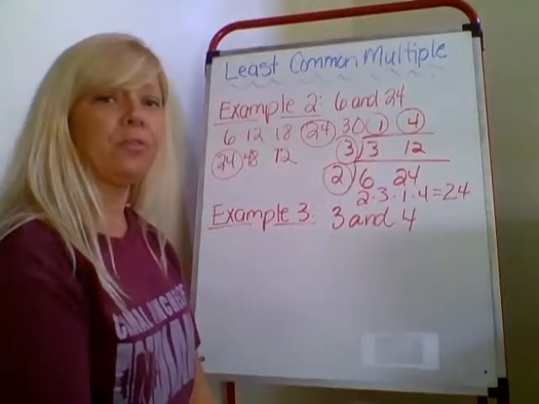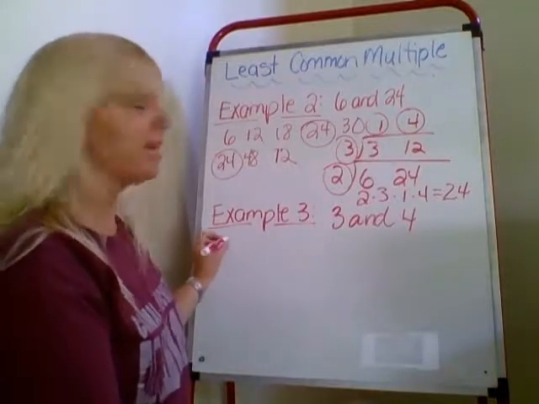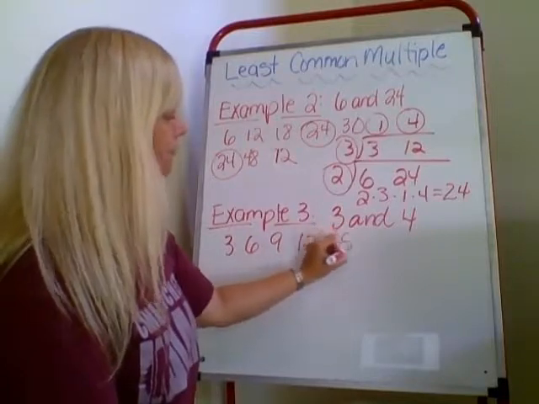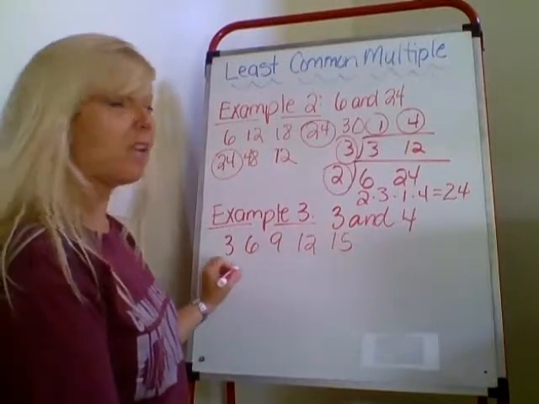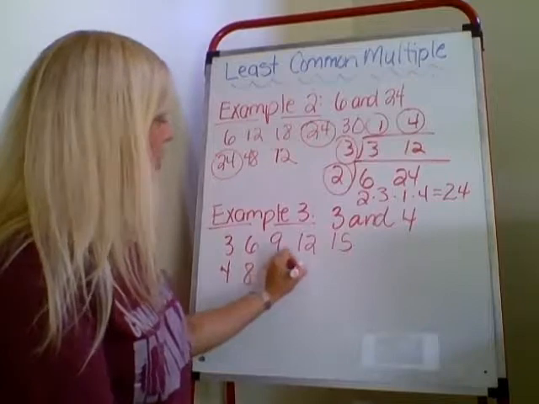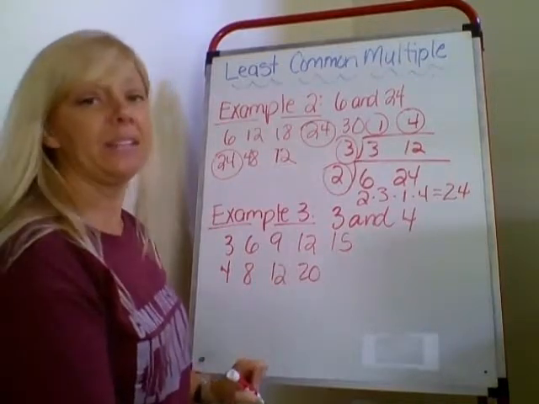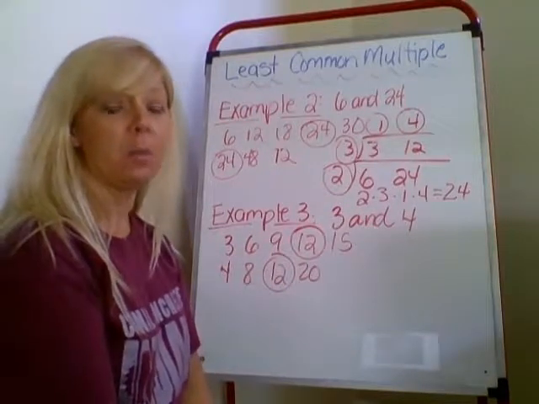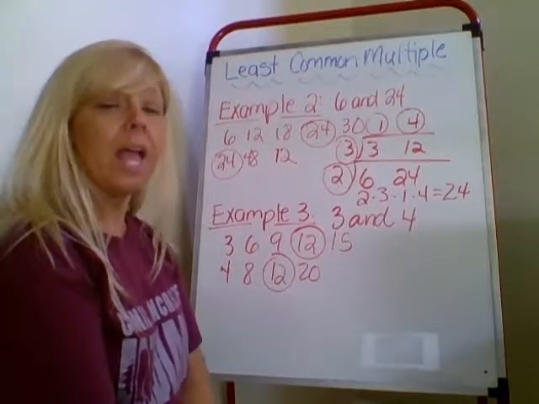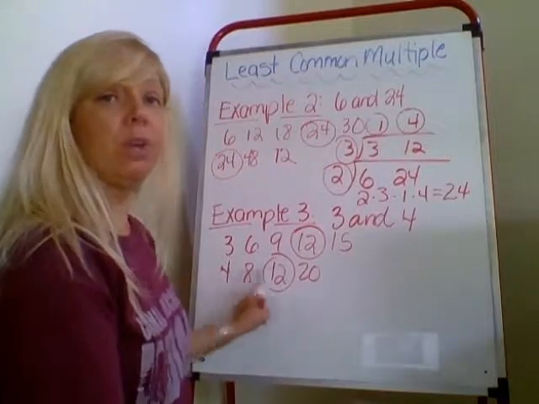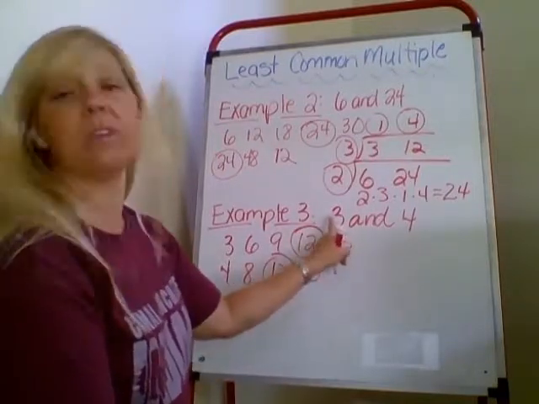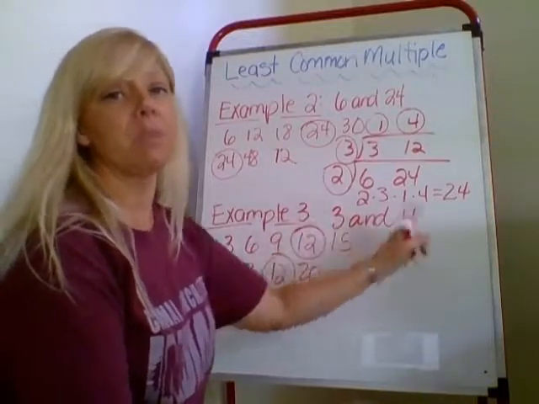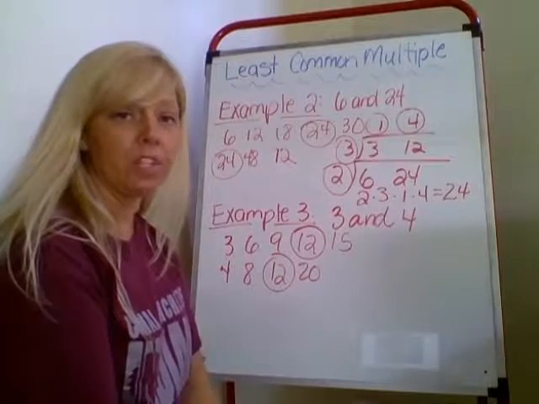All right, what about 3 and 4? Again, if I start off with my list, I've got 3, 6, 9, 12, 15. If I start my fours, I have 4, 8, 12, 20. And I can see right here that 12 is my lowest common multiple, my first common multiple of 3 and 4. And if you notice, 3 and 4 make 12. That is because 3 is prime and 3 does not go evenly into 4. So 3 times 4 is 12. So that would be my first common multiple.